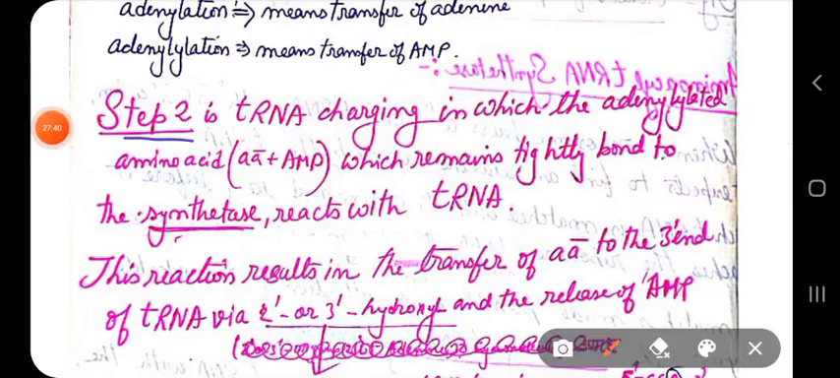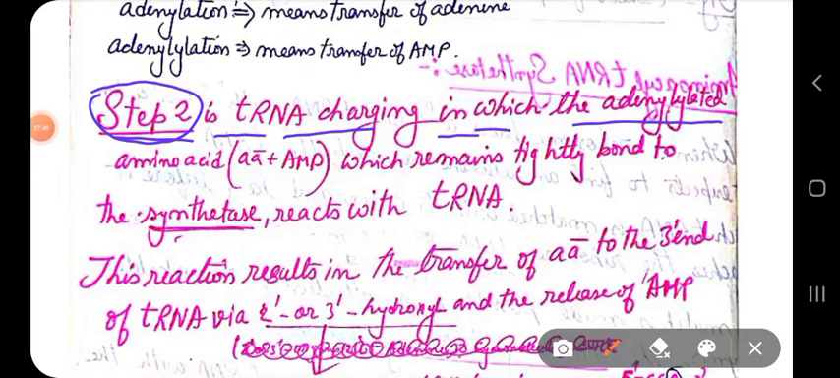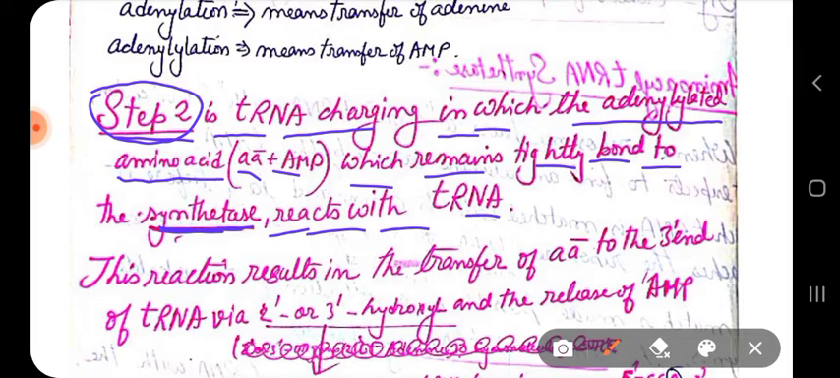The next step is called tRNA charging, in which the adenylated amino acid, which is your amino acid attached with AMP, remains tightly bound to the synthetase enzyme that reacts with the tRNA. So the next step is about tRNA charging.